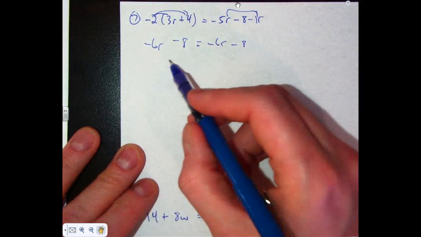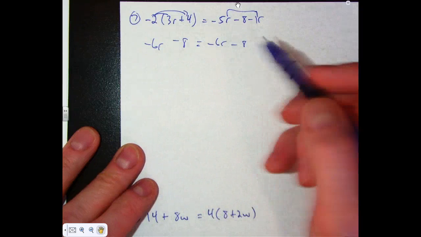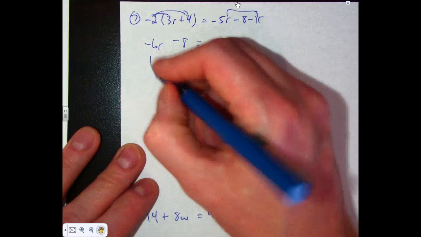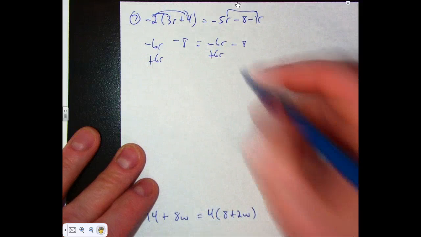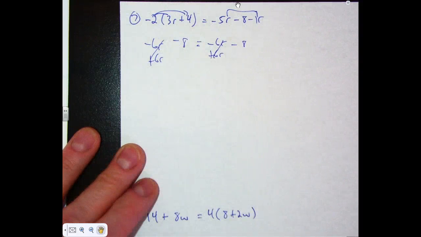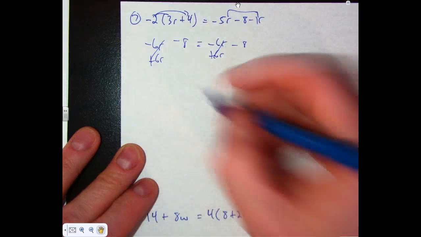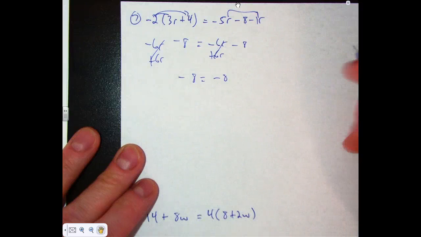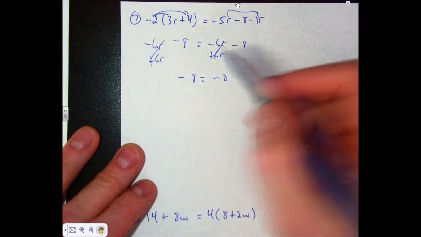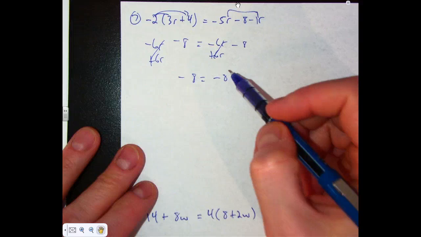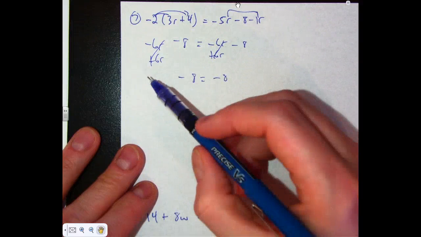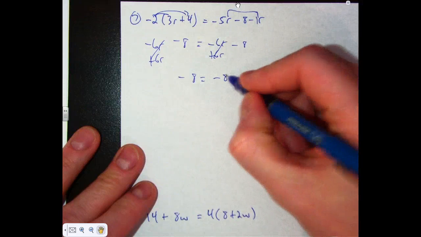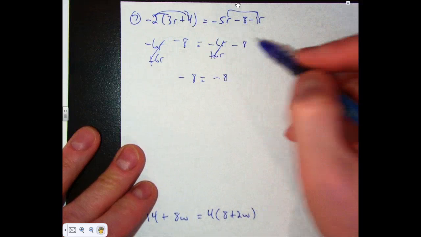Now what ends up happening is I decide to add 6r. It doesn't matter which one I decide to move, but I'm going to have to move one of them. And I get this little weird thing to happen where both r's cancel off. And I get a true statement then. Negative 8 equals negative 8. If that occurs, if every variable drops off, what that means is I actually have infinite solutions I can choose. Any number I want to choose at all for r in this equation would work.